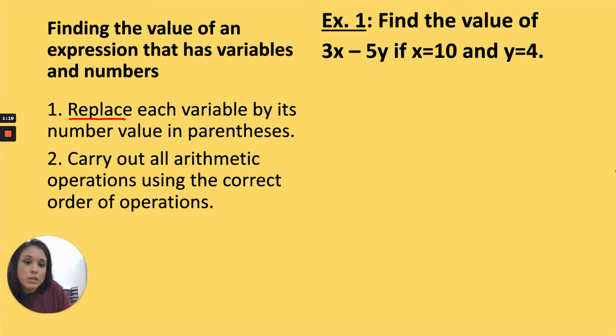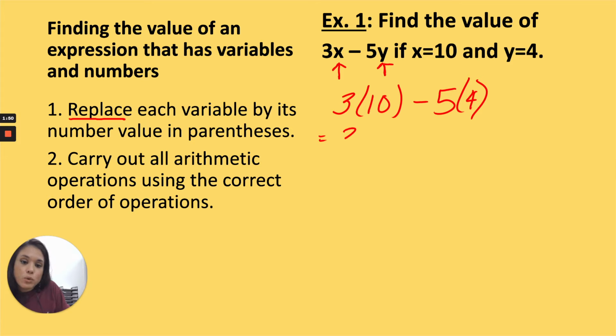So in example 1, we want to find the value of 3x minus 5y. These variables, x and y, have a number value. X equals 10 and y equals 4. I'm going to replace the variables with these number values in parentheses. So 3 times x, which equals 10, minus 5 times y, which equals 4. So 3 times 10 equals 30. 5 times 4 equals 20. I'm going to bring down this subtraction sign and solve. 30 minus 20 equals 10.